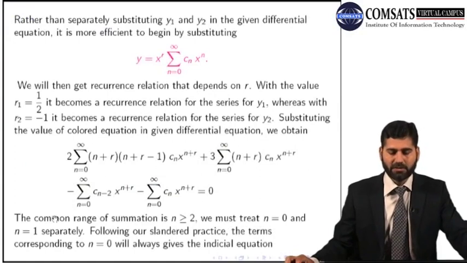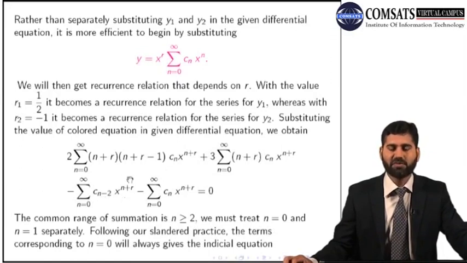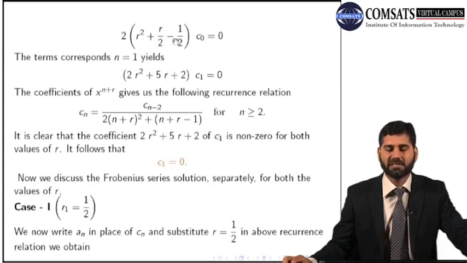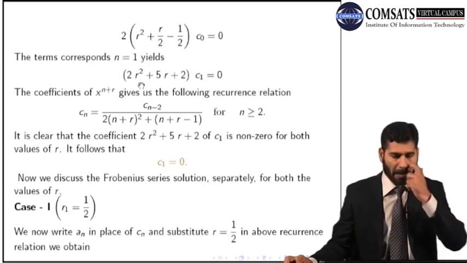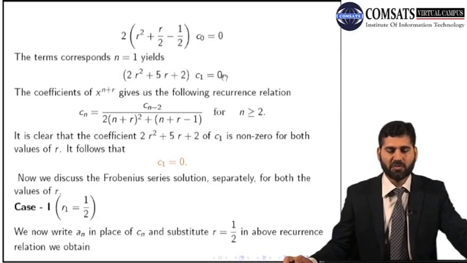If I replace this in my original equation, I will arrive at here. Now the common range of summation is n greater than or equal to 2. We must treat n is equal to 0 and n is equal to 1 separately. All right. Following our standard practice, the terms corresponding to n is equal to 0 will always give the initial equation. Remember that n is equal to 0 will give you the initial equation. So you see from here, is it not the initial equation with c naught? This is exactly the same initial equation. The terms corresponding to n is equal to 1 yield this one, so it means c1 has to be equal to 0, because this expression is not 0. If r is 1 by 2 or minus 1, this is not 0, so c1 has to be equal to 0.